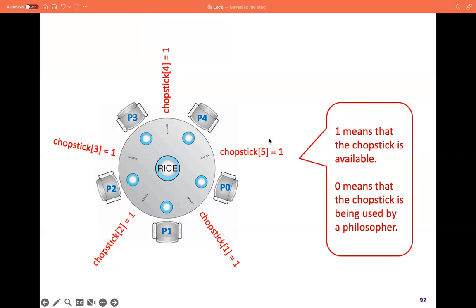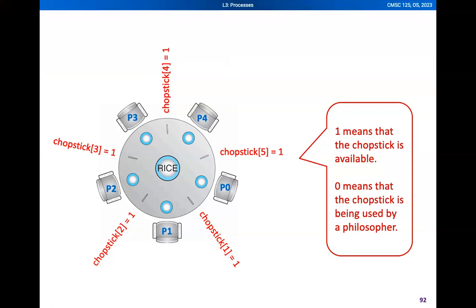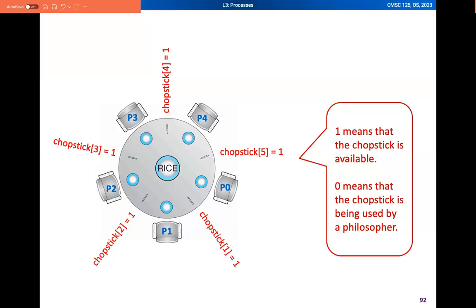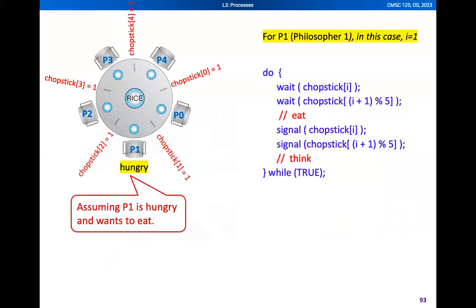So does this sound familiar to you? We are basically using a binary semaphore, wherein a binary semaphore has only a value of 0 or 1 that indicates their availability.